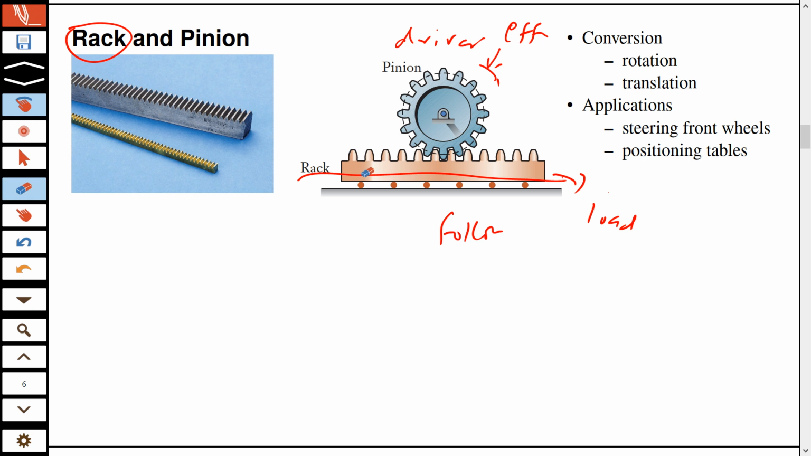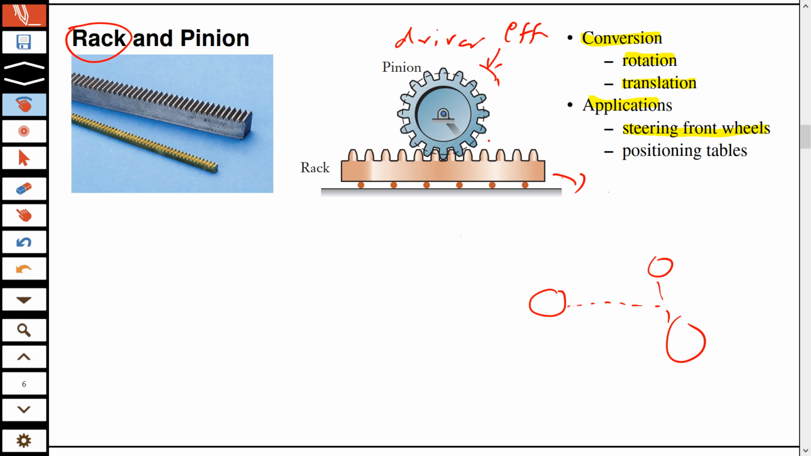Okay, and you can see from the design that this can be used to convert between rotation and translation. So, for example, one possible application is steering front wheels. The front wheels of a car are at the ends and the engine produces power somewhere in the middle, so you definitely need a mechanism of transmitting this power. So you will see a need for converting between rotation and translation.